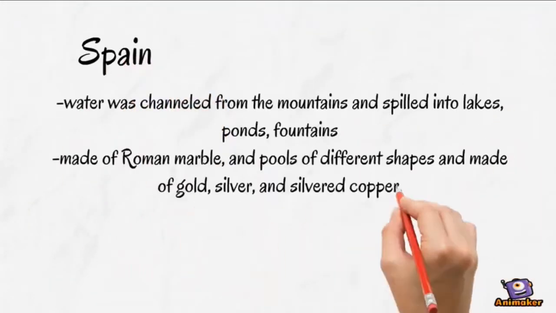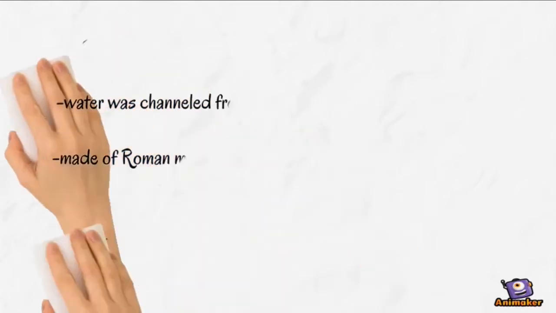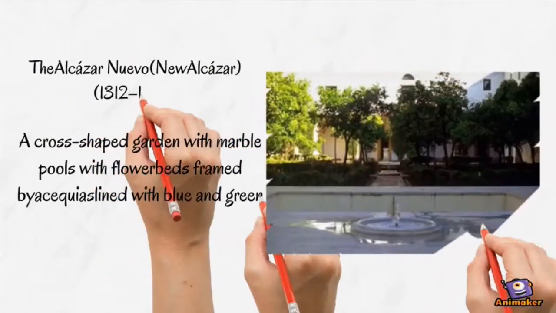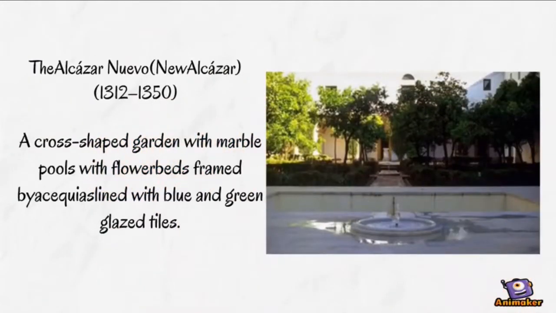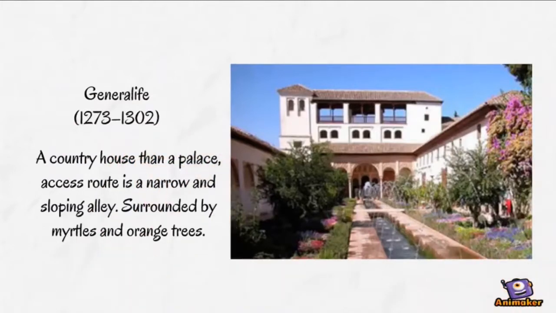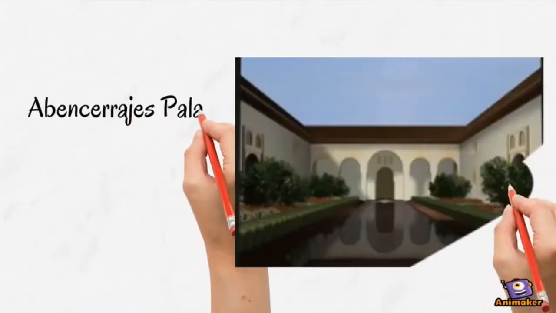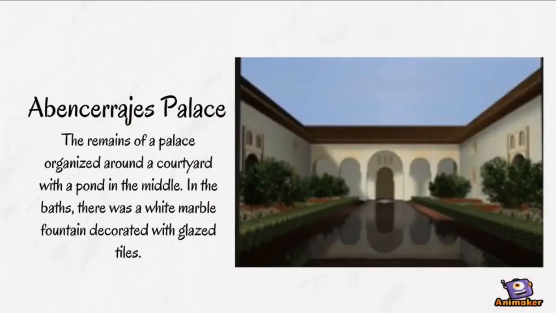Spain. Water was channeled from the mountains and spilled into lakes. The garden were made of Roman marble. Islamic garden in Spain, the Alcazar Nuevo. A cross-shaped garden with marble pool. Generalife, a country house rather than a palace, the garden surrounded by myrtles and orange trees. Abencerrage's palace, the remains of a palace organized around a courtyard with pond in the middle.